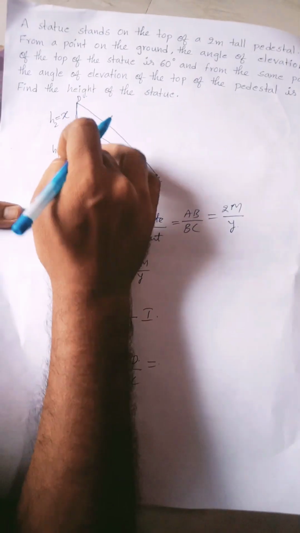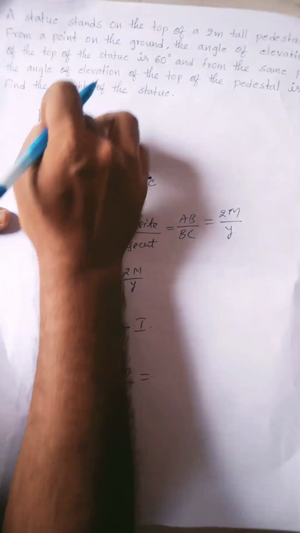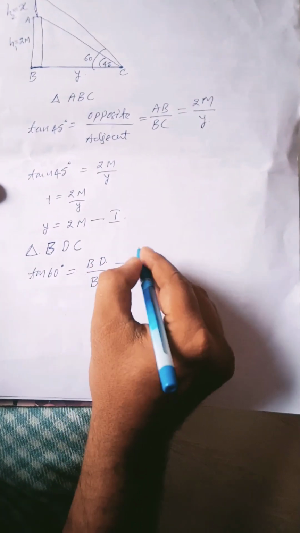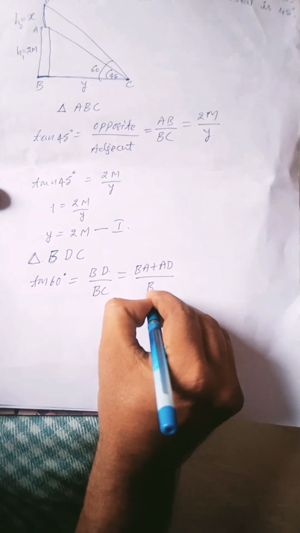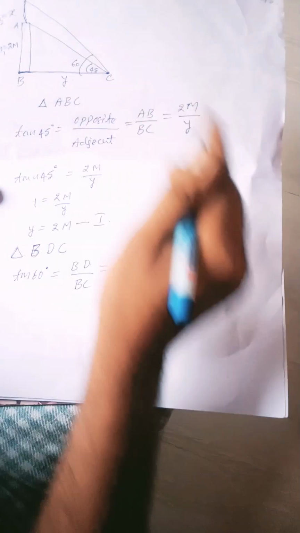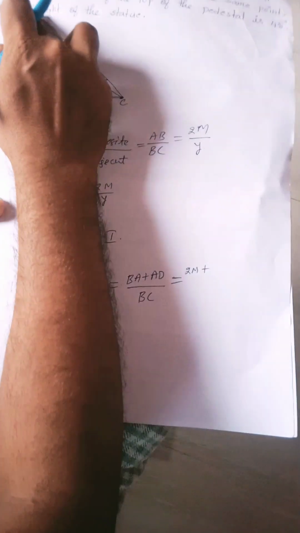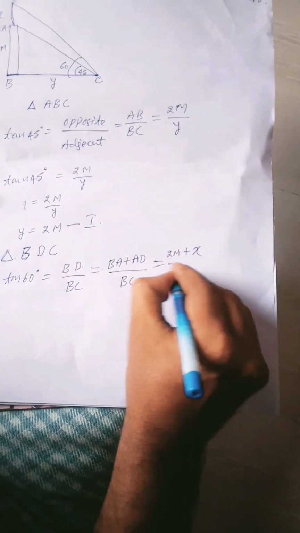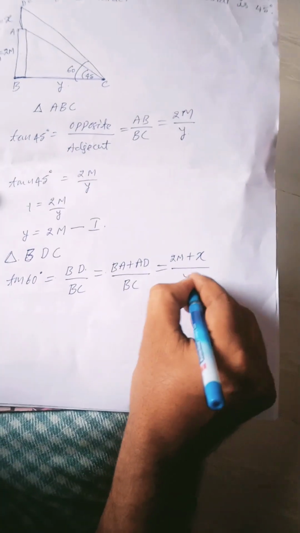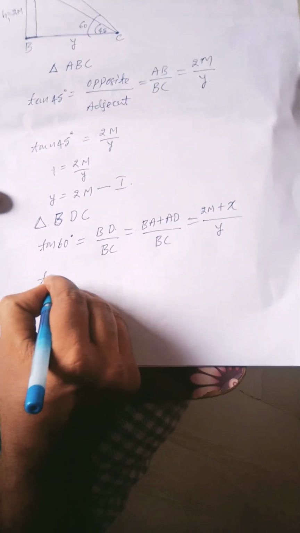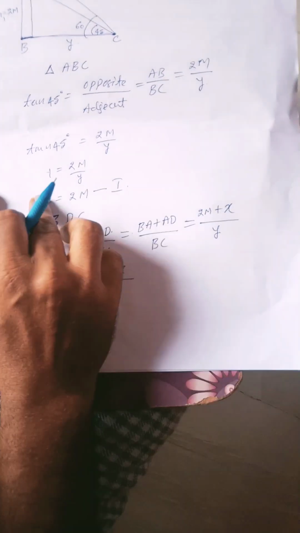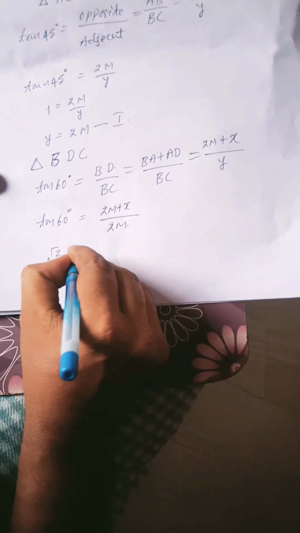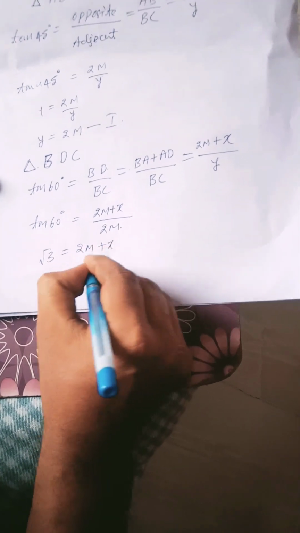BD is how much? BD is BA plus AD. BA is equal to 2 meters. AD is equal to x. BD is equal to BA plus AD, by BC. So 2 meters plus the statue height x, by BC, which is equal to y. Tan 60 is equal to 2m plus x by y, and y is 2 meters. Tan 60 is equal to root 3. Root 3 is equal to 2m plus x by 2m.